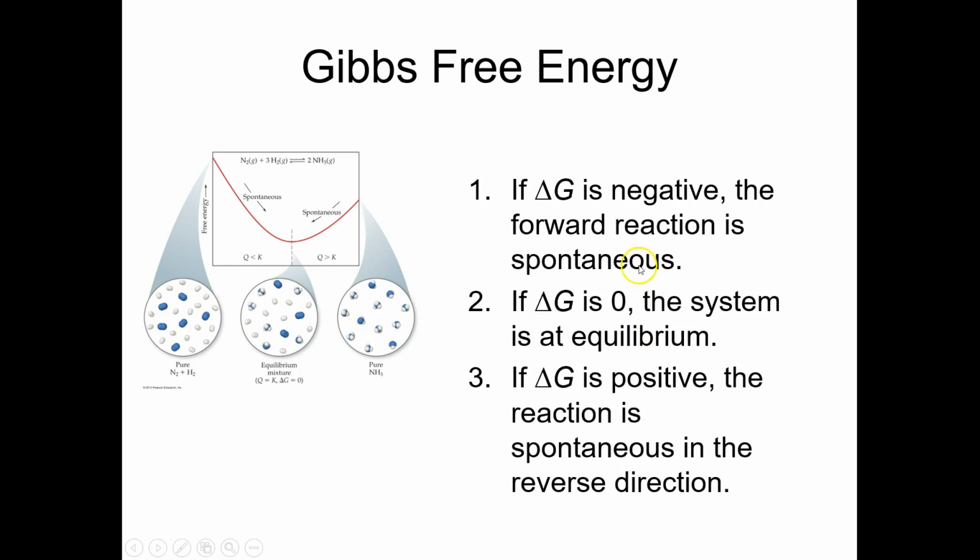And then if delta G is equal to 0, then the system is at equilibrium. Delta G being equal to 0 is another way of saying that the delta S of the universe is equal to 0, and that's an equilibrium situation. But again, we're not really talking much about equilibrium right now.